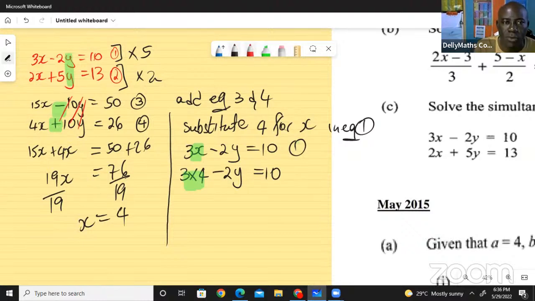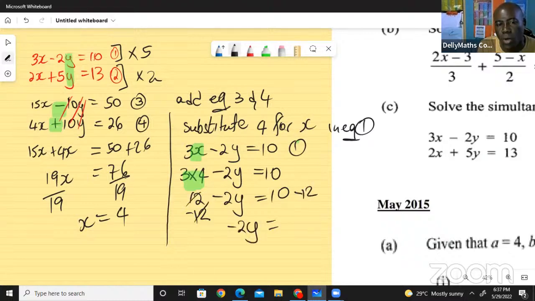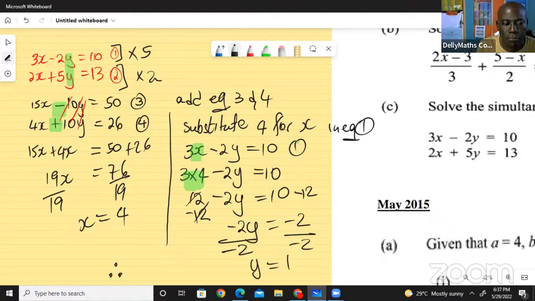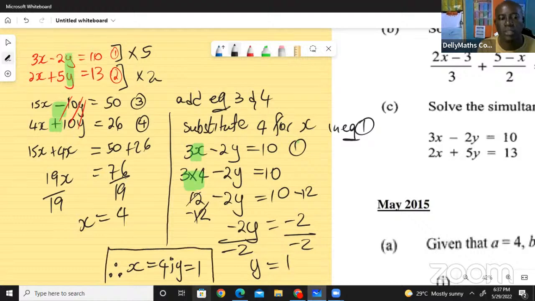So let's finalize what we're doing. This is 12 minus 2y equal to 10. I'm going to subtract 12 from both sides. Therefore, this part is a 0, leaving negative 2y equal to negative 2. If I divide by negative 2 on both sides, you would see that y becomes 1. My conclusion is that x is equal to 4 and y is equal to 1. Here is the solution for that simultaneous equation.